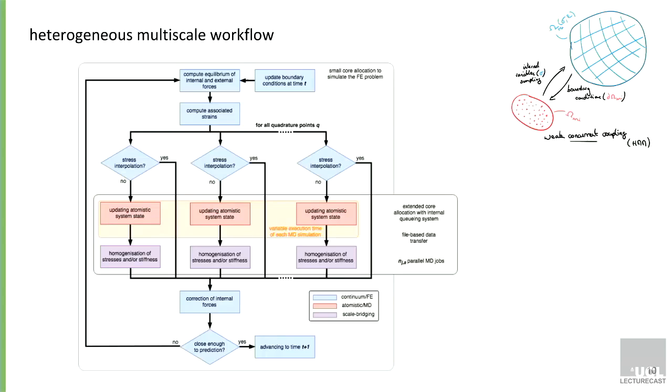A small specificity of HMM workflows is that since you will not need to compute the stress in every quadrature point of your model, you have a variable number of MD jobs to run, or actually maybe not a variable number of MD jobs, but a constant number of MD jobs with a variable length in time, which makes the load balancing quite complicated.